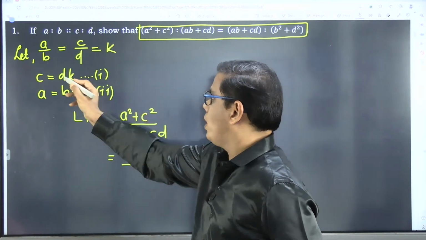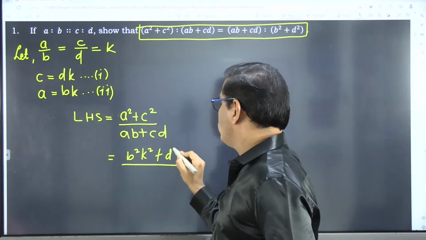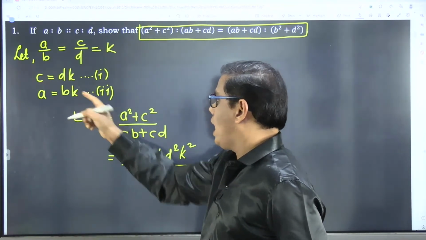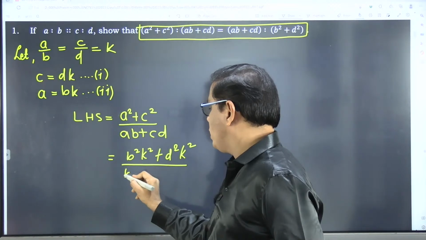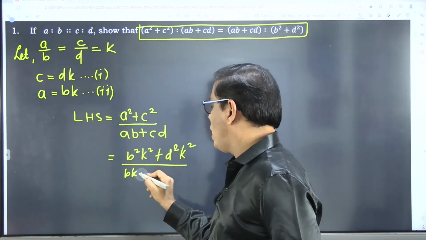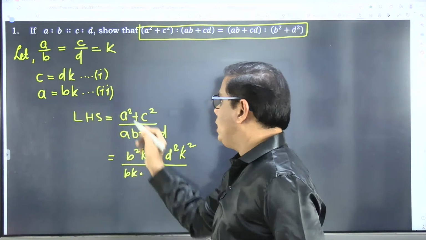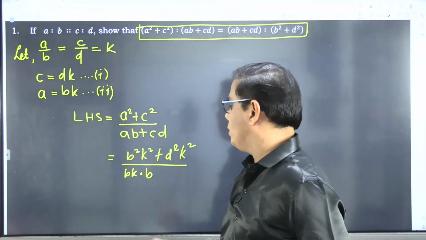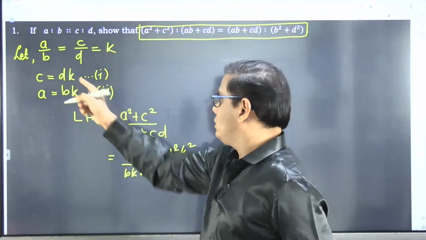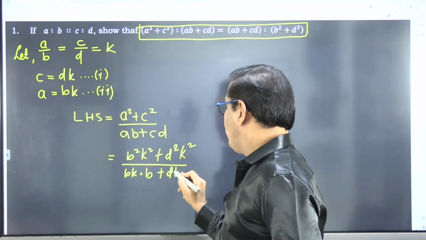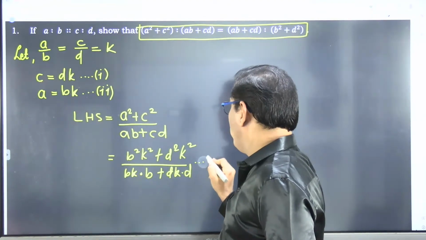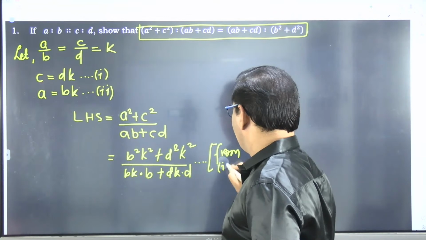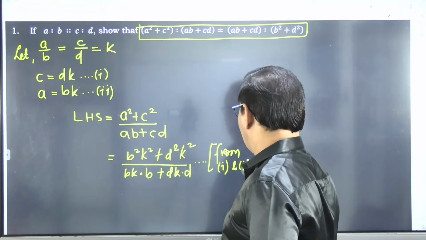What about C square? C is equal to DK. So C square will be D square K square. Now denominator is A into B. A is BK, BK into B. B के लिए तो कोई equation नहीं है मेरे पास, so I am writing B. Plus CD. C is equal to DK into D. Okay, from where did I get all this value? From equations 1 and 2.